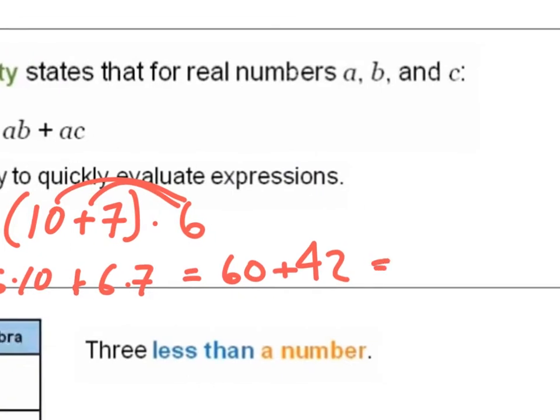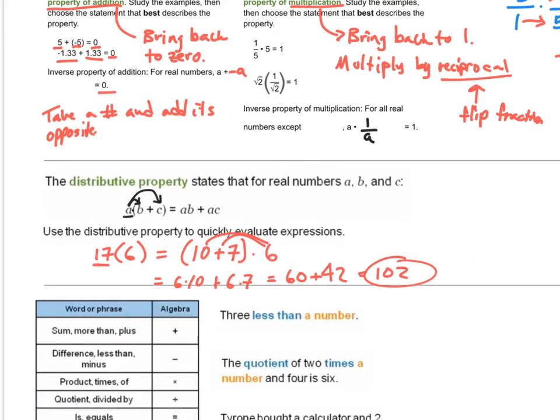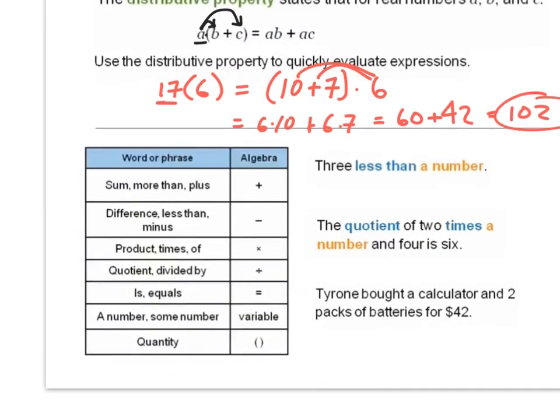No, we did it wrong. We said it was 112. Whoops. You said it was 112. It wasn't me. It was somebody else. Oh, wait a minute. Yeah. We're good. It's 102. Everything's cool. Everything's fine.